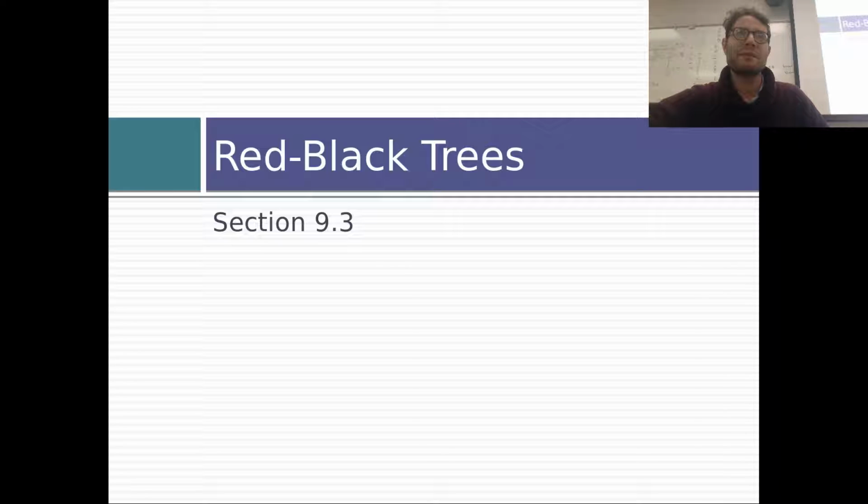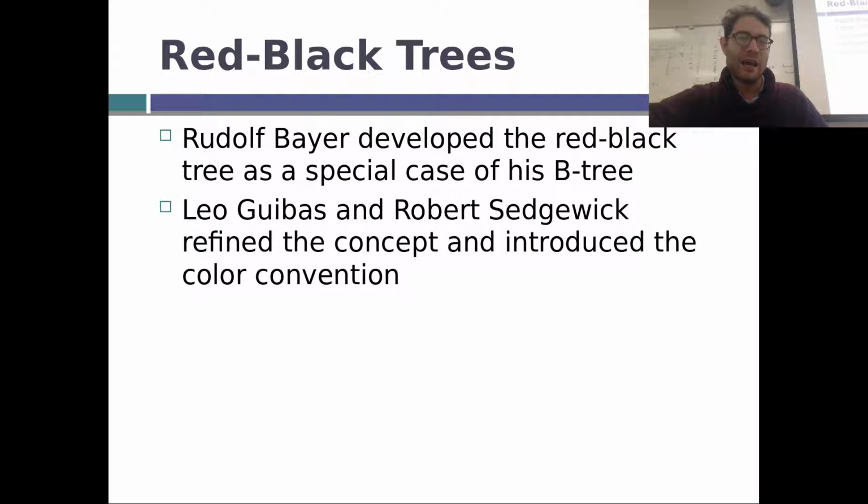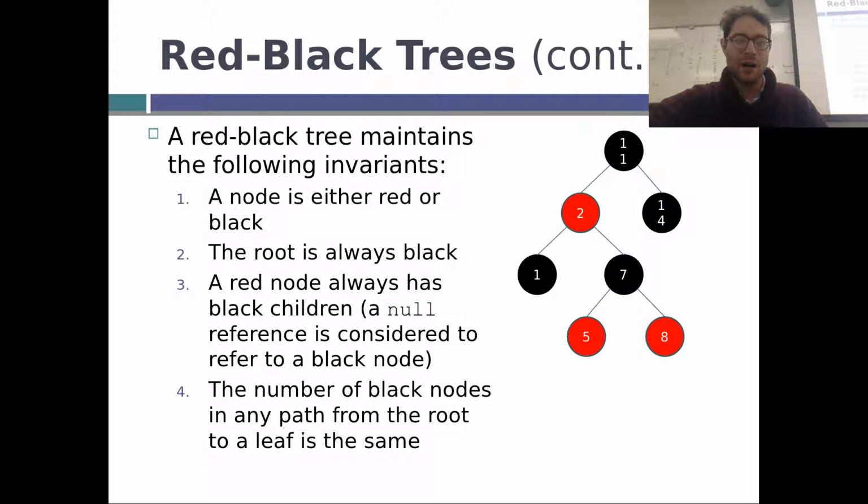I'm not a big fan because the add method's like 43 lines, but it's a very good learning concept for these things. Basically you color nodes, and you have these rules that the node is either red or black. The root is always black. A red node always has black children. Nulls are considered black nodes.